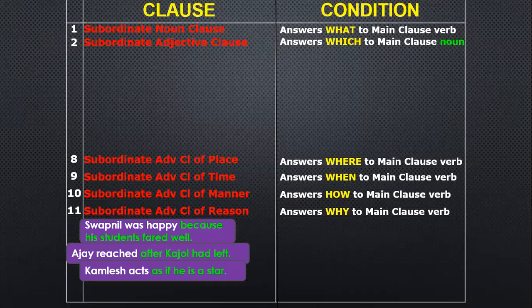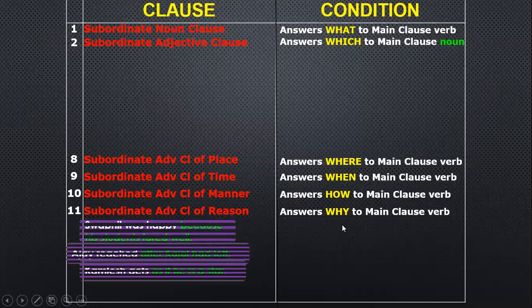In the examination, you are supposed to write down the types of adverb clause, but you don't need to write the conjunction. You simply need to write which is the main clause and which is the subordinate clause. But when you write the subordinate clause, do not forget to include the conjunction in it. For example, Swapnil was happy, main clause, because his students fared well, subordinate adverb clause of reason. I have included the word because in the answer.